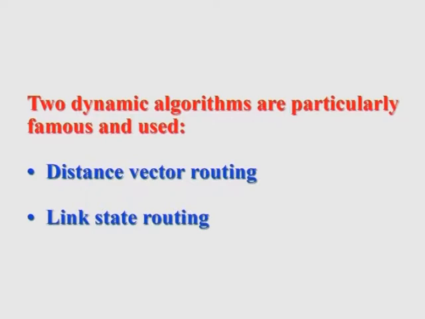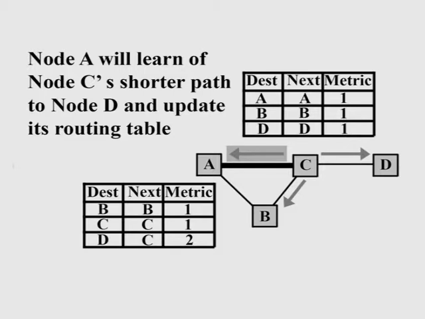These tables are updated by periodically exchanging information with the neighbors, and special hello packets are used to track neighbor hosts and updates. In the figure, node A has a route of 2 hops to node D. Then node A gets an update from node C that it has a shorter route of one hop to node D. So, node A will update its routing table.